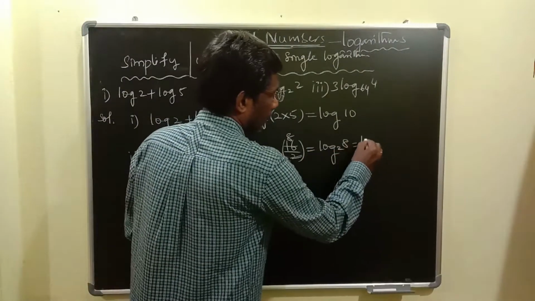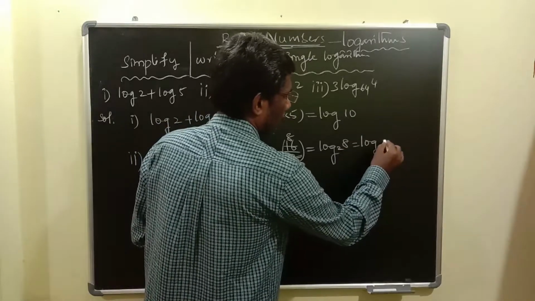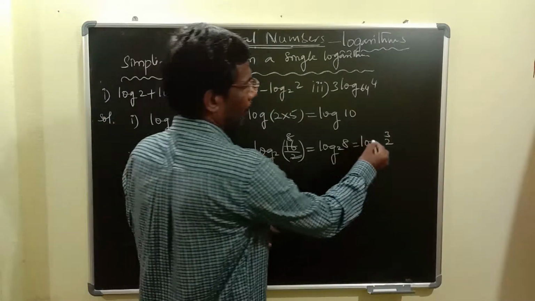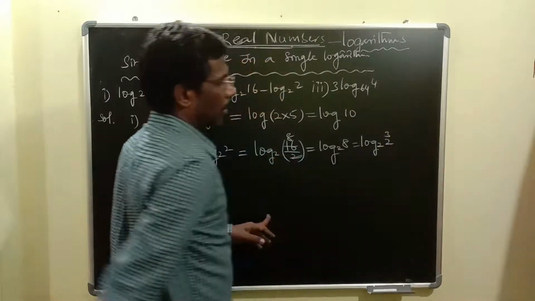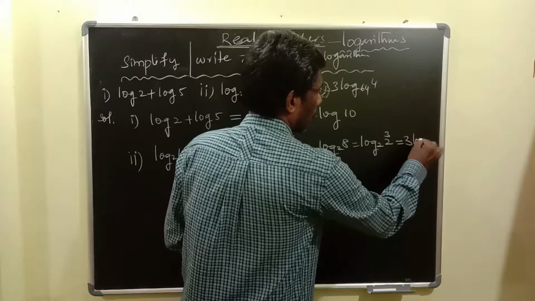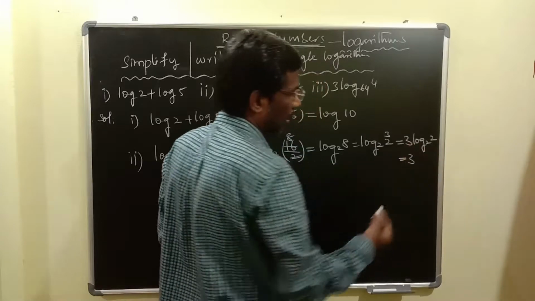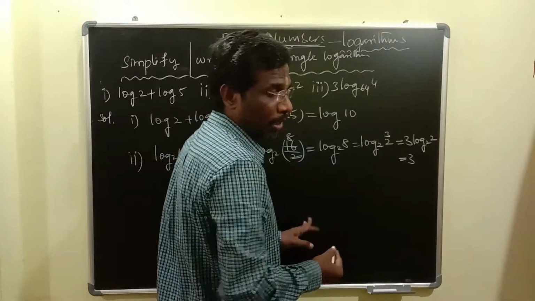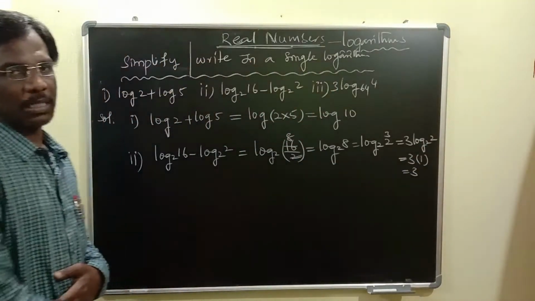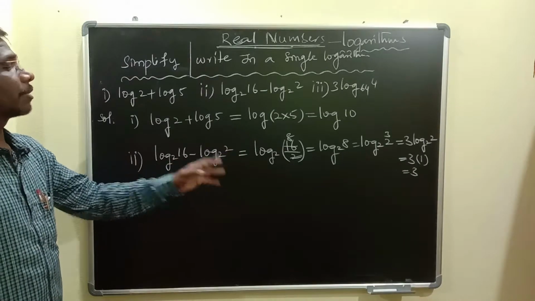Again, this log 8 can be written as 2 cube. What is that? 2 cube, right? So it equals 3 times log 2 base 2, which equals 3. If the power and base are the same, the value is 1, so 3 times 1 is 3. That is the value of log 16 base 2 minus log 2 base 2.